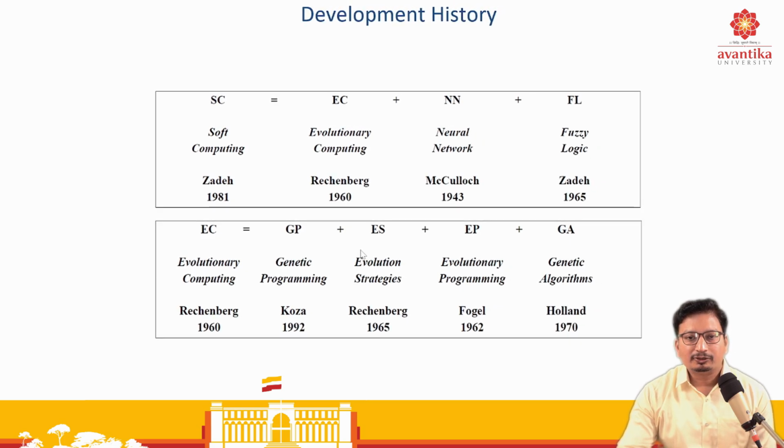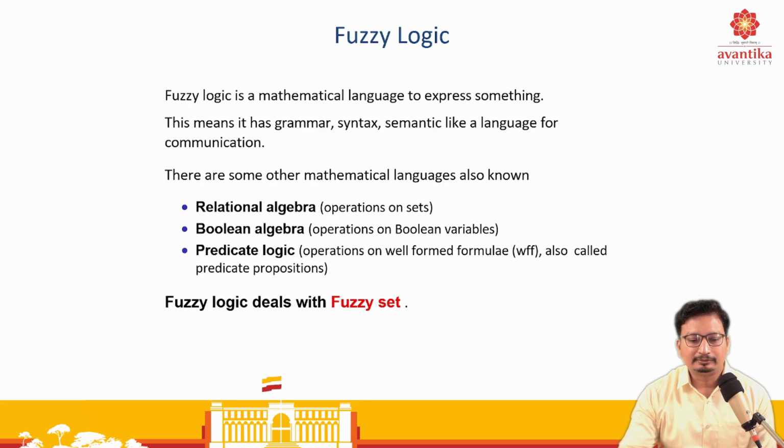The development history of soft computing is basically a mixture of evolutionary algorithms, which were introduced by a scientist known as Rechenberg in 1960, neural networks, which were introduced by McCulloch in 1943, and fuzzy logic, which was introduced by Zadeh. Okay, and these evolutionary algorithms consist of different probabilistic and optimization algorithms like genetic algorithms and other nature-inspired algorithms. So this is the development history of how the soft computing approaches were introduced.